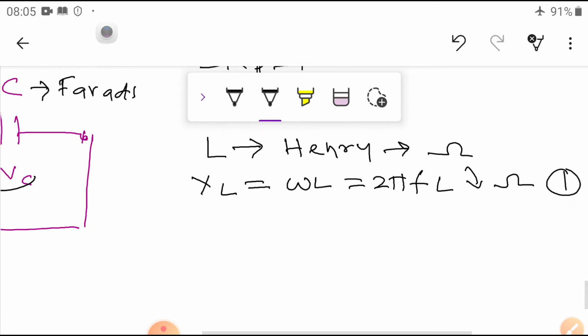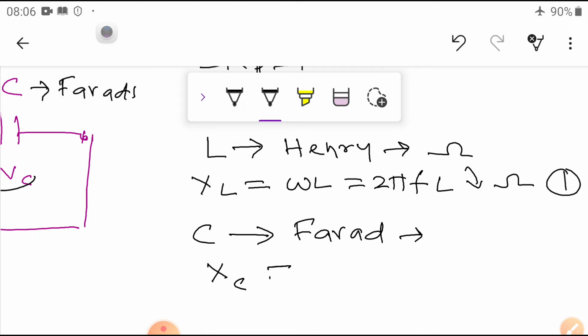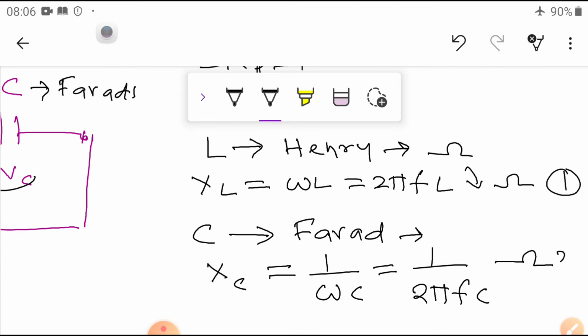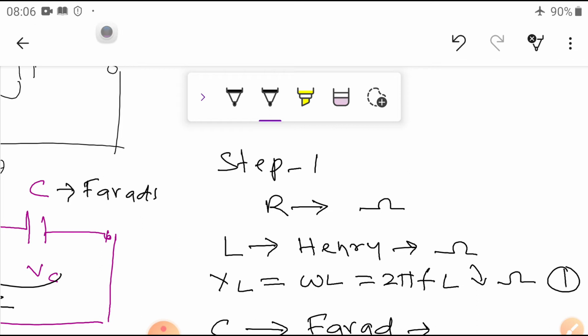Next, similarly, whatever C is given, what is the unit? Farads. Now it is unable to participate in the game. It has to be trained. How are we going to train it? That is XC, the capacitive reactance, 1 by omega C, which is 1 by 2πfC. Now it is trained and ready to participate in the game. These are the first step: whatever values are given should be converted into ohmic values.